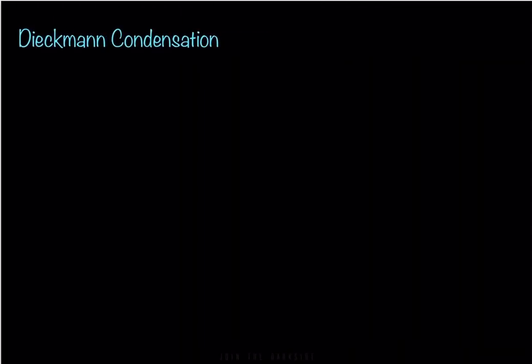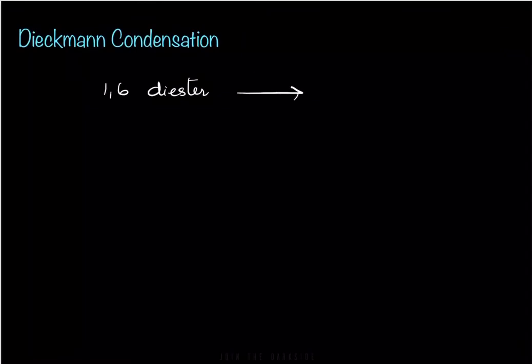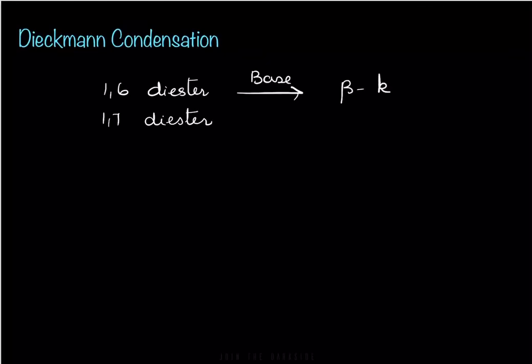Okay, so let's do the Dieckmann condensation. For the Dieckmann condensation, you take either a 1,6 diester or 1,7 diester and react it in the presence of a base, and it's going to form a beta keto ester.